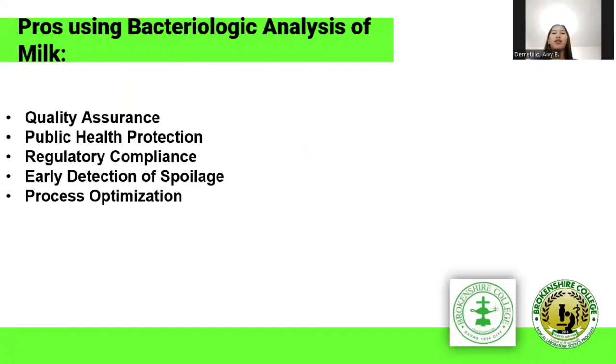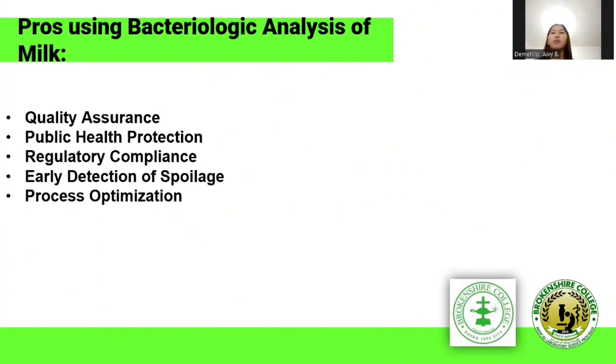First, the quality assurance. Bacteriologic analysis of milk ensures quality assurance by detecting the presence of harmful bacteria such as Salmonella, Listeria, and E. coli, which can pose serious health risks to consumers. Second is public health protection. By identifying and quantifying bacterial contamination, bacteriology analysis helps to protect public health by preventing the spread of foodborne illnesses associated with consuming contaminated milk.